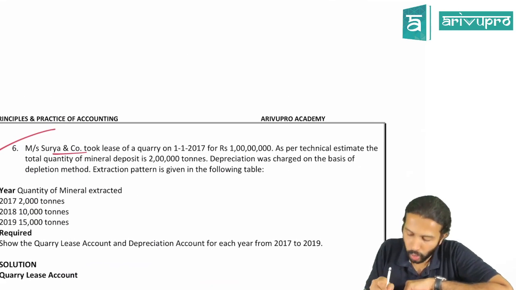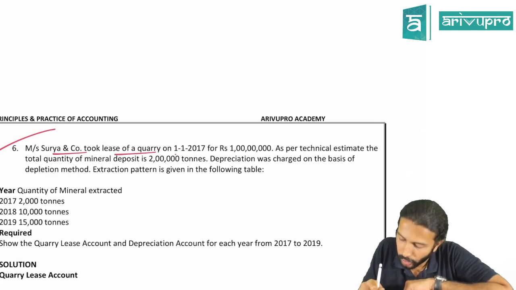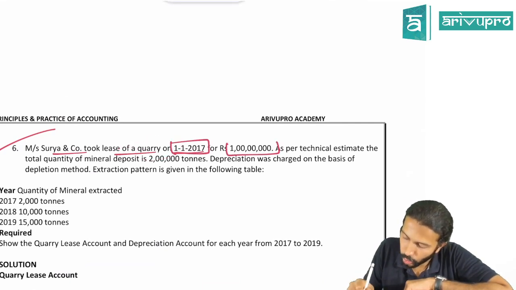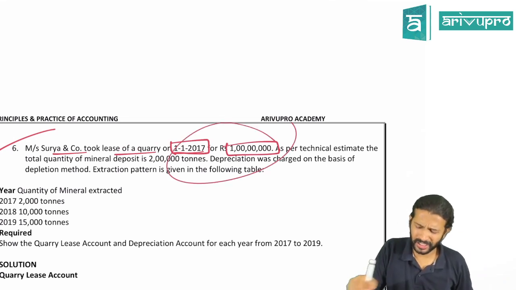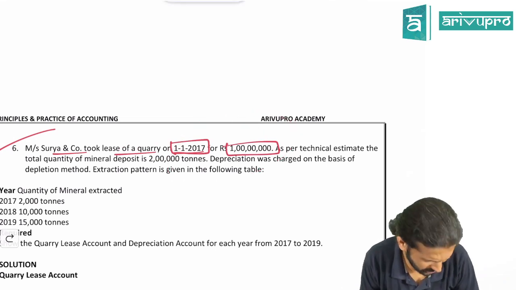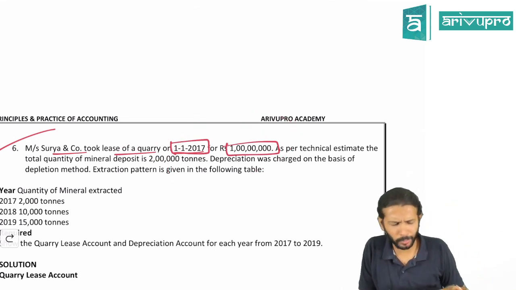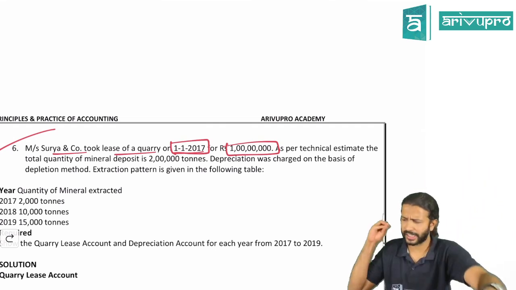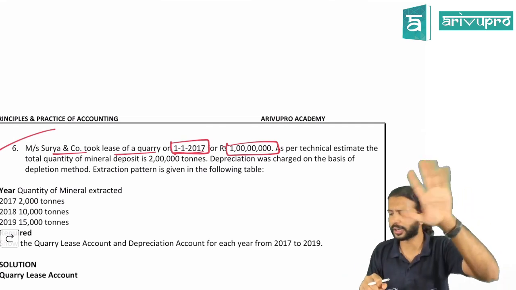Messrs. Surya and Co. took a lease of a quarry on 1st January 2017 for 1 crore rupees. Normally, with gold mines and all, you cannot own it generally. You'll have to lease it from the government. The government will give you a 10 years lease, 99 years lease. Like this, they will give it to you for a certain period of time.